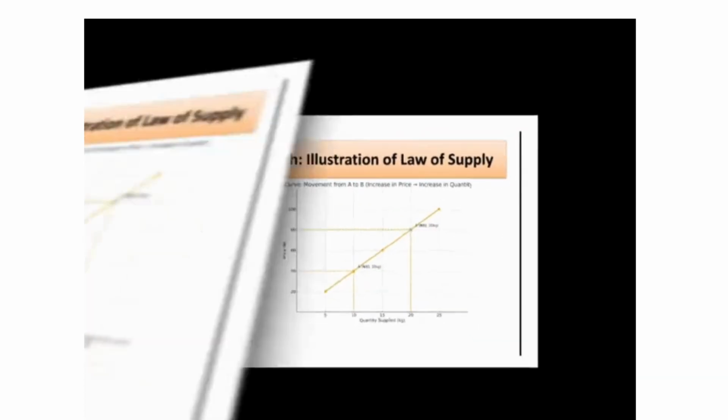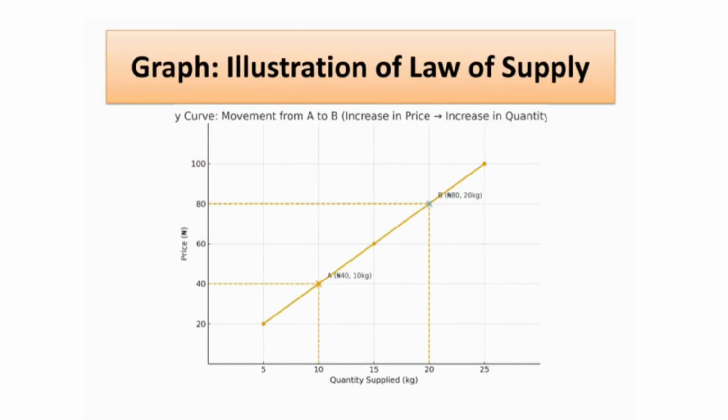From the graph, you can see how the law of supply is illustrated with how the producer will react to price changes in the market. So at a higher price of 80 naira, the producer will want to supply more, which is about 20 kilograms of a given item. If the price drops to 40 naira, they will react by supplying only 10 kilograms. So the movement along the supply curve can only be made possible because of a change in the price of the item itself, and not any other factor.